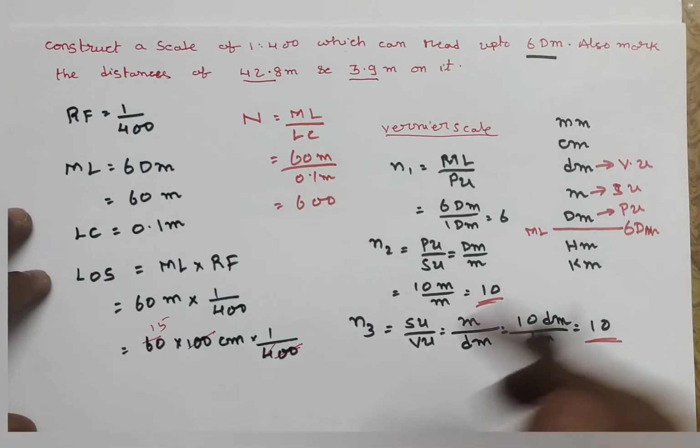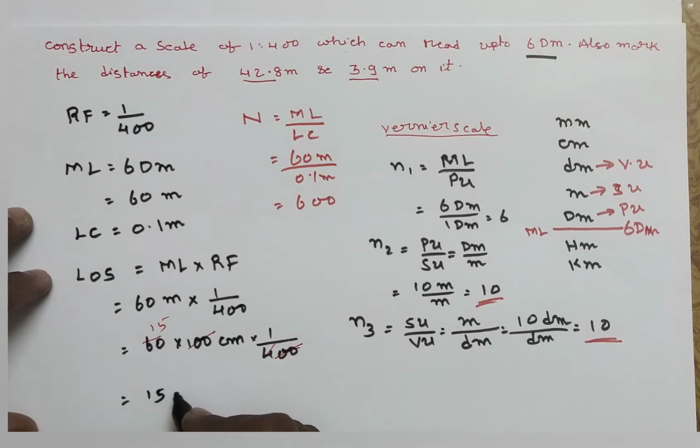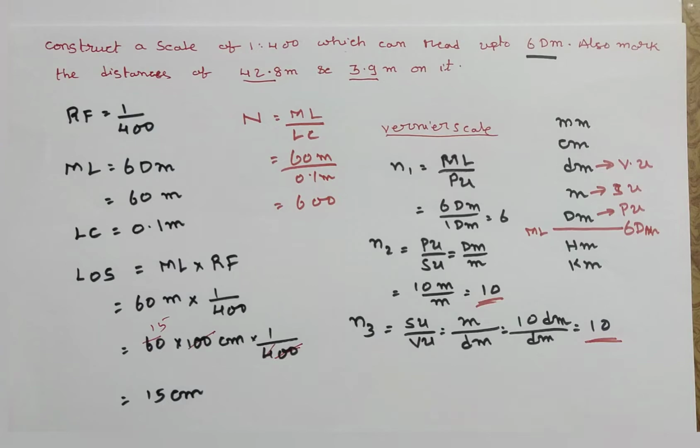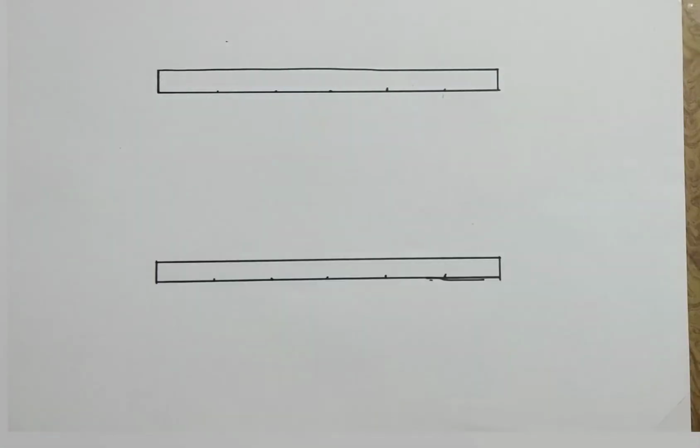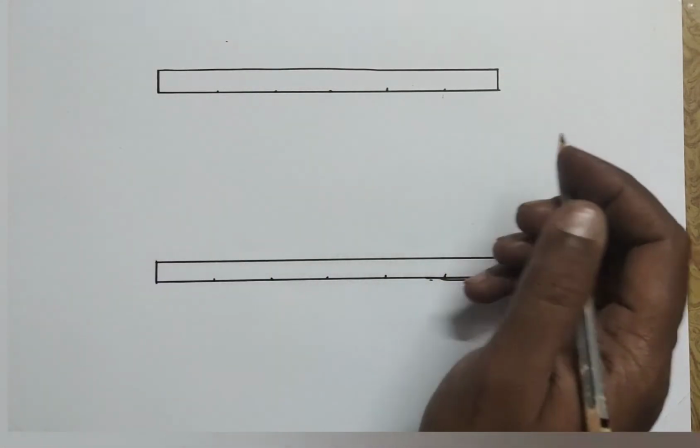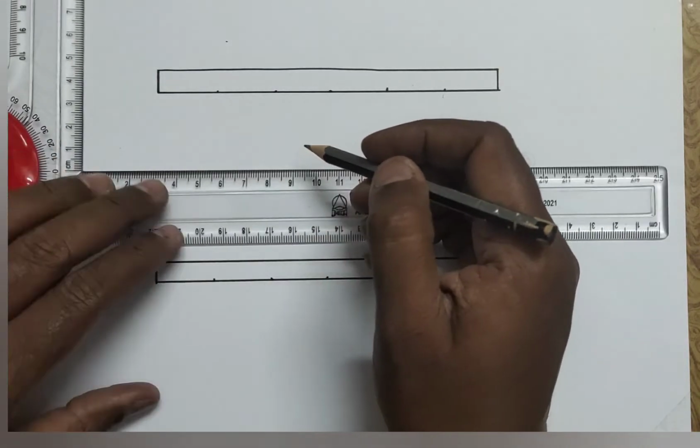Therefore, the length of the scale, we will get it as 15 centimeters. So then what we have to do in this case, first of all, we have to construct a plane scale. Then we have to proceed. I am going to explain both forward vernier and backward vernier in it. So let us consider this is the scale, and for both the things we know the common elements.